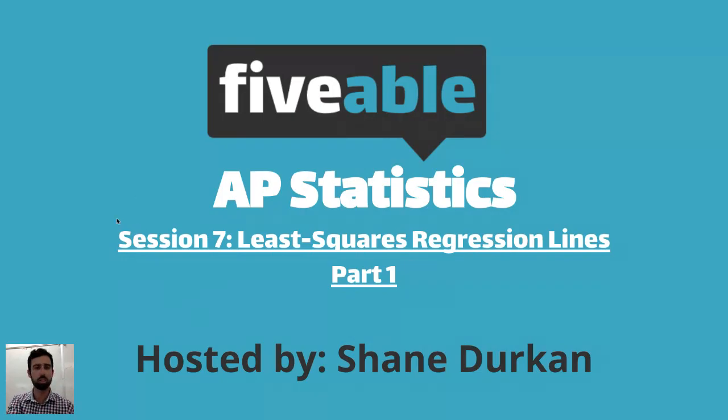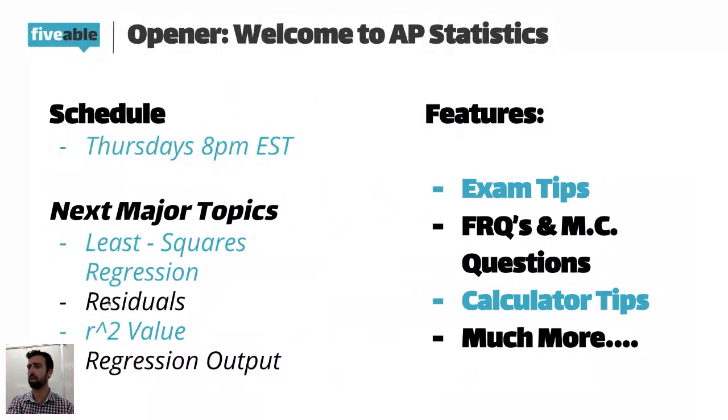Right now, we're going to cover the least squares regression, a little bit of residuals, but next time we're going to cover R squared value as well as the regression output. So regression output is what you will get on the AP exam, which will kind of do the line of best fit for you. But for now, we're going to save that for next week.